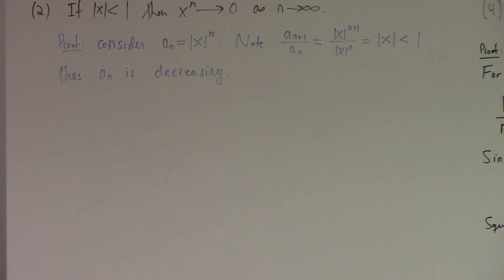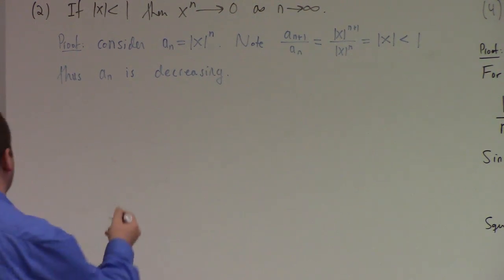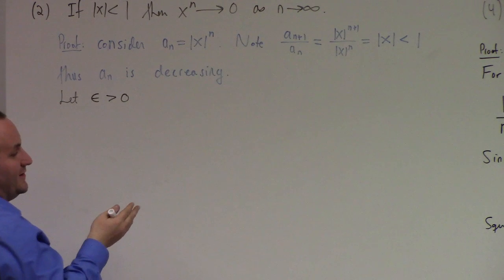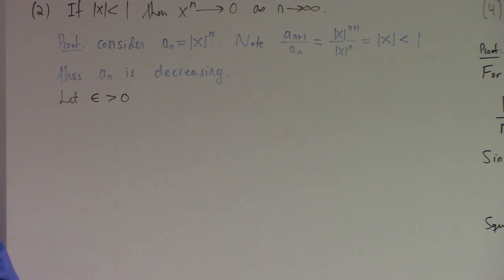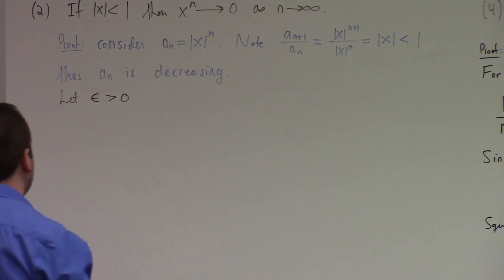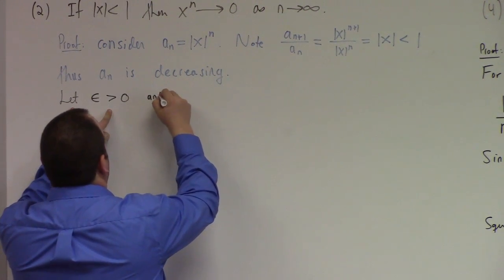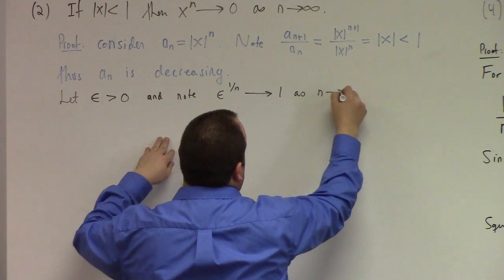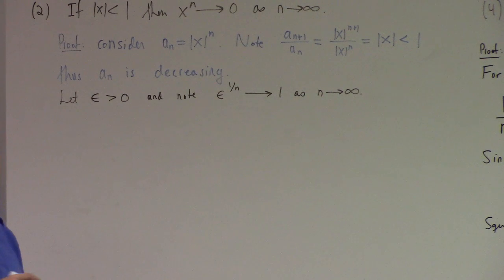Now, let epsilon be greater than 0. What's my goal? My goal is to show that the absolute value of x to the n minus 0 is less than epsilon, provided that n is beyond some integer. So let epsilon be greater than 0, and note that epsilon to the 1 over n goes to 1 as n goes to infinity. Why? Right, we already proved that. You just have to think x equals epsilon, basically. So we just proved that this is true in 1. Very good.